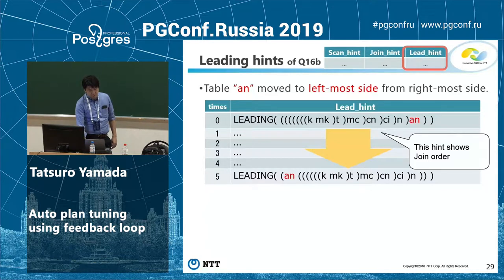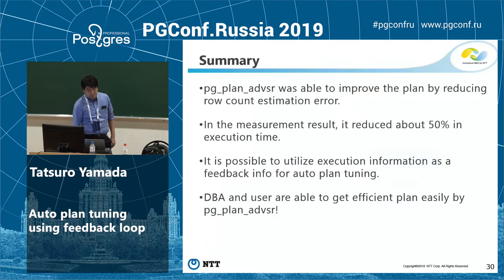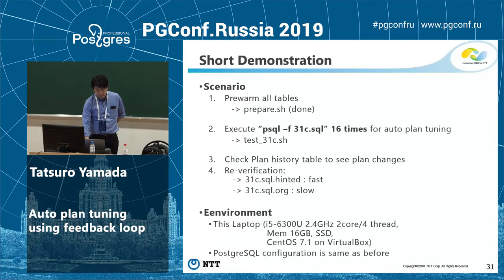Now let's move on to the summary. I was able to improve the plan by reducing row count estimation error. In the measurement result, we were able to obtain about 50% reduction in execution time. So it is possible to utilize execution information for auto plan tuning. So far, I've explained the extension.